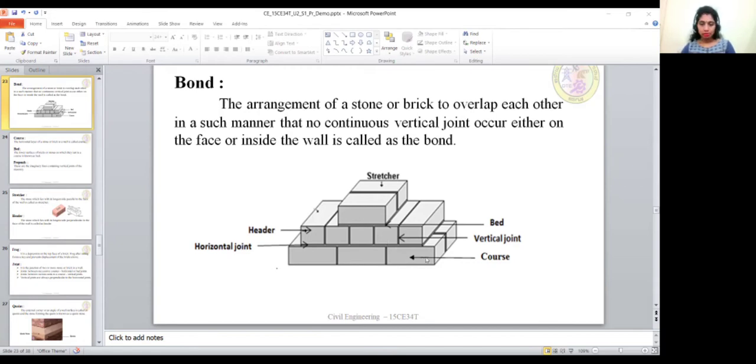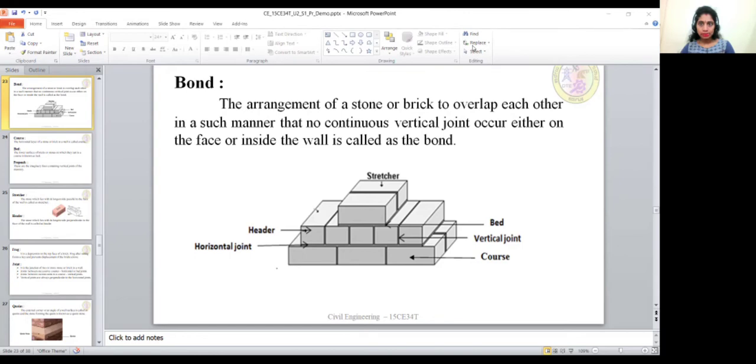The horizontal layer of a stone or a brick of a wall is called course. ಕೆಳಗಡೆ ಏನಿದೆ ಫಸ್ಟ್ ಲೇಯರ್ ಆರ್ ಈಚ್ ಲೇಯರ್ ಏನು ನೀವು ಸ್ಟೋನ್ ಆರ್ ಬ್ರಿಕ್ ನ ಕನ್ಸ್ಟ್ರಕ್ಟ್ ಮಾಡ್ತೀರಾ, ಲೇ ಮಾಡ್ತೀರಾ, ದ ಲೇಯರ್, ಹಾರಿಜಾಂಟಲ್ ಲೇಯರ್, it is called course.